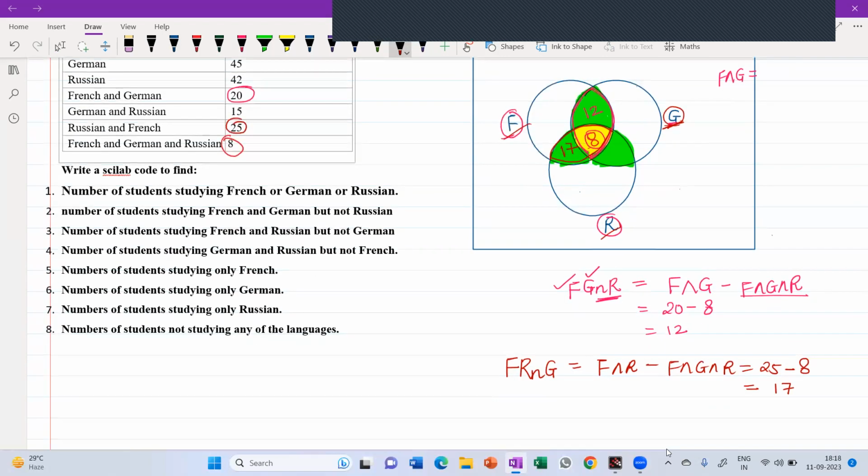And lastly, this part you all should be able to answer. This part will be the students who have taken German and Russian, but not French. So what could be the formula for this? We are going to subtract: German and Russian minus F, G, and R. How many students have taken German and Russian? There were 15 students, minus 8, that is going to give us 7. So 7 students have taken German and Russian, but not French.